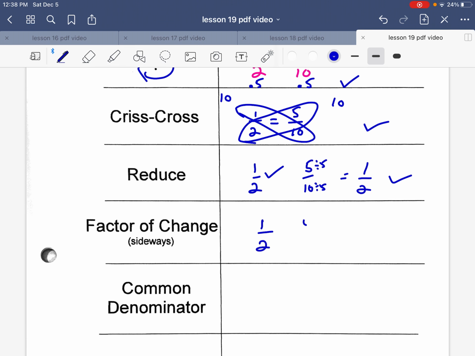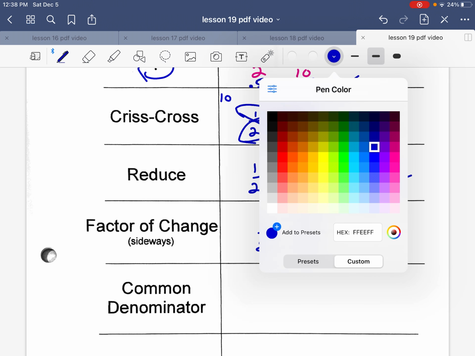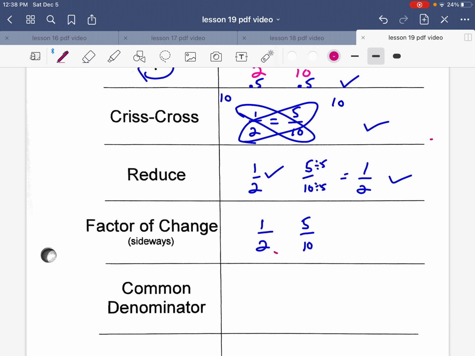Factor of change. Can I prove that these are equal by saying, okay, multiply both the bottom and top by the same number. So times 5, times 5, it perfectly works.